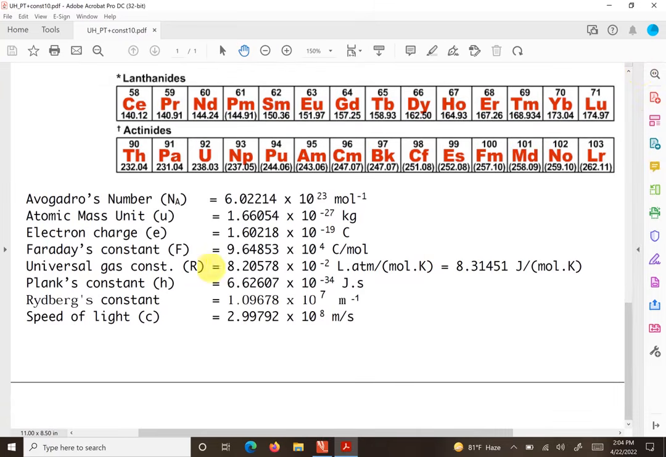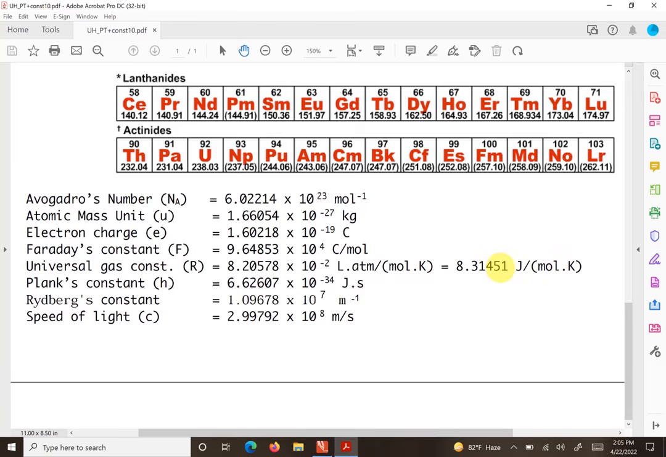All right, so here's R, and it has the value in liter atmospheres, which is what we typically use for gas law problems, and then the value that we introduced and use in some context in chapter 9, which is in joules. If you divide those two numbers, that will give you 101.3 joules per liter atmosphere, because they both have mole Kelvin in the denominator.